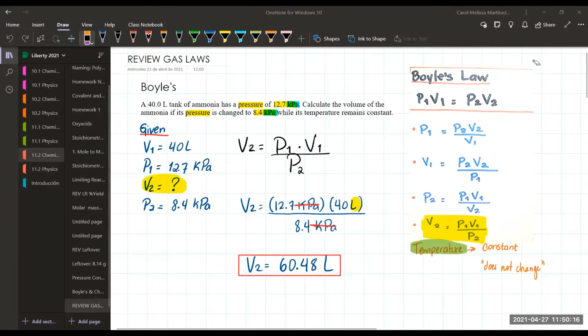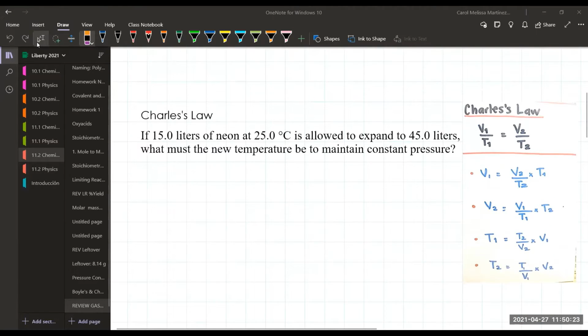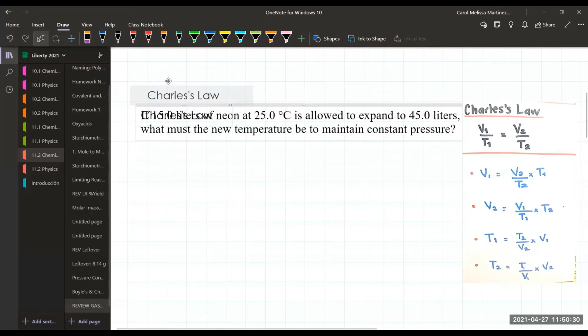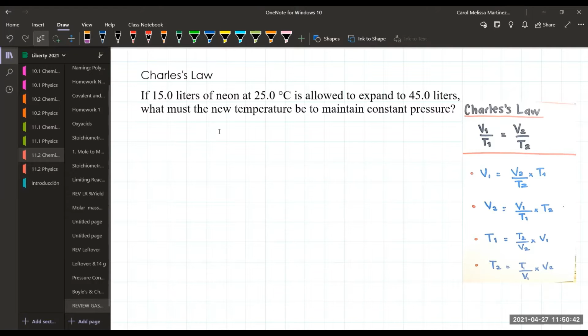Now, what happens after? We have Charles' law. What do we need to know about Charles' law? There is a condition. The temperature must be in Kelvin. But in this kind of problems, how do we recognize if we have Charles' law?